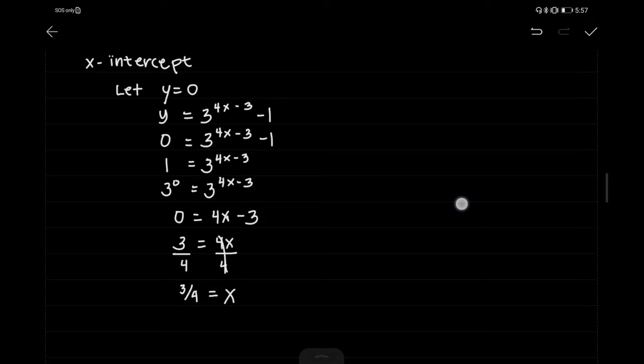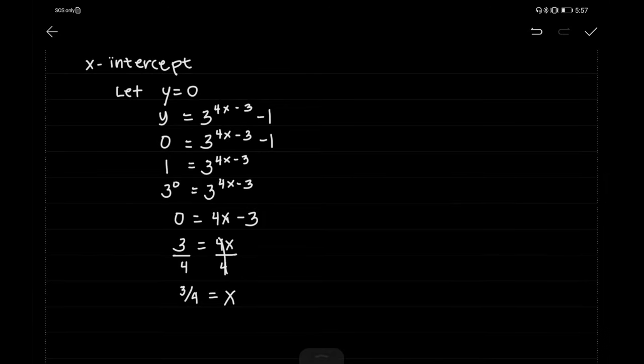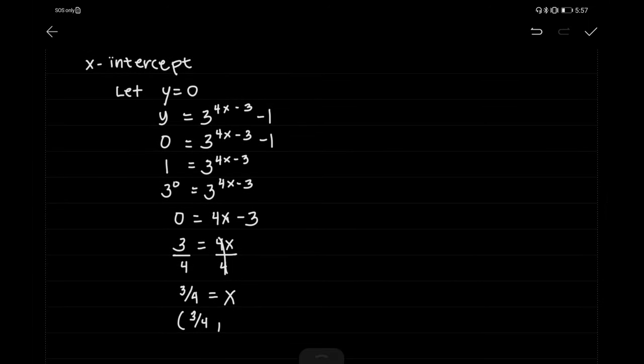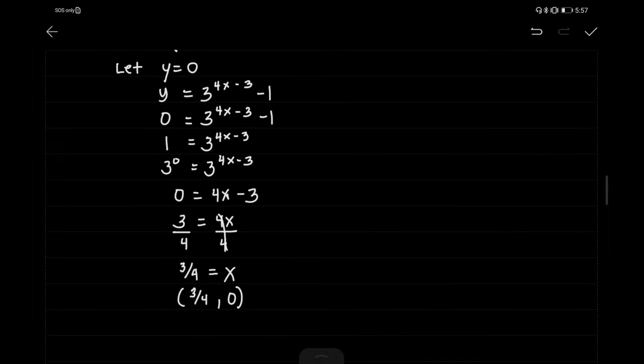Okay, so balik tayo dito. Sa x-intercept natin, ibig sabihin, yung point of intersection niya is 3/4 yung x. Tapos, yung y naman natin is 0. Okay? So, this is now our x-intercept na kung saan ang x natin is 3/4.